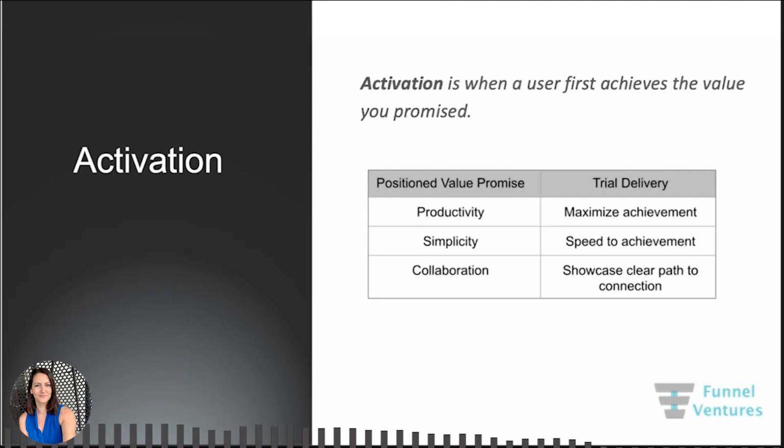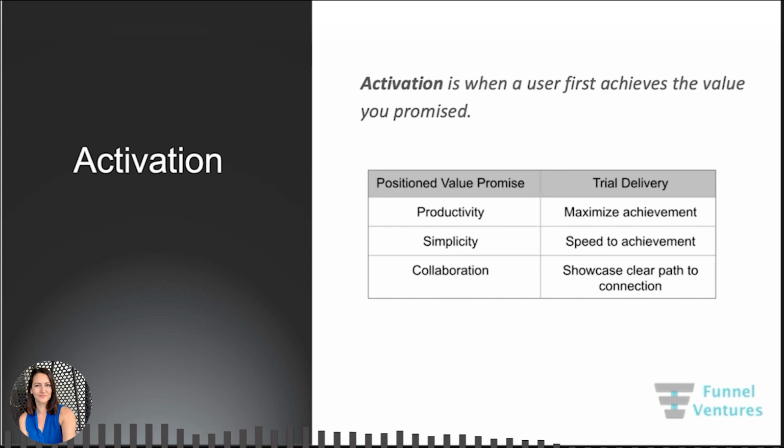So while initial value gets them to that first step where they see a tangible benefit, activation is the point that they see enough value to commit. They've been dating up to now, and activation is when they accept your proposal of marriage. So make sure your promises match your delivery. If the promise of your product was productivity, your activation point should be related to them by being able to maximize achievement. If the promise of your product was simplicity, your activation point should be related to how soon they were able to achieve their goal. If the promise of your product was collaboration, your activation point should have realized a clear path to connection.